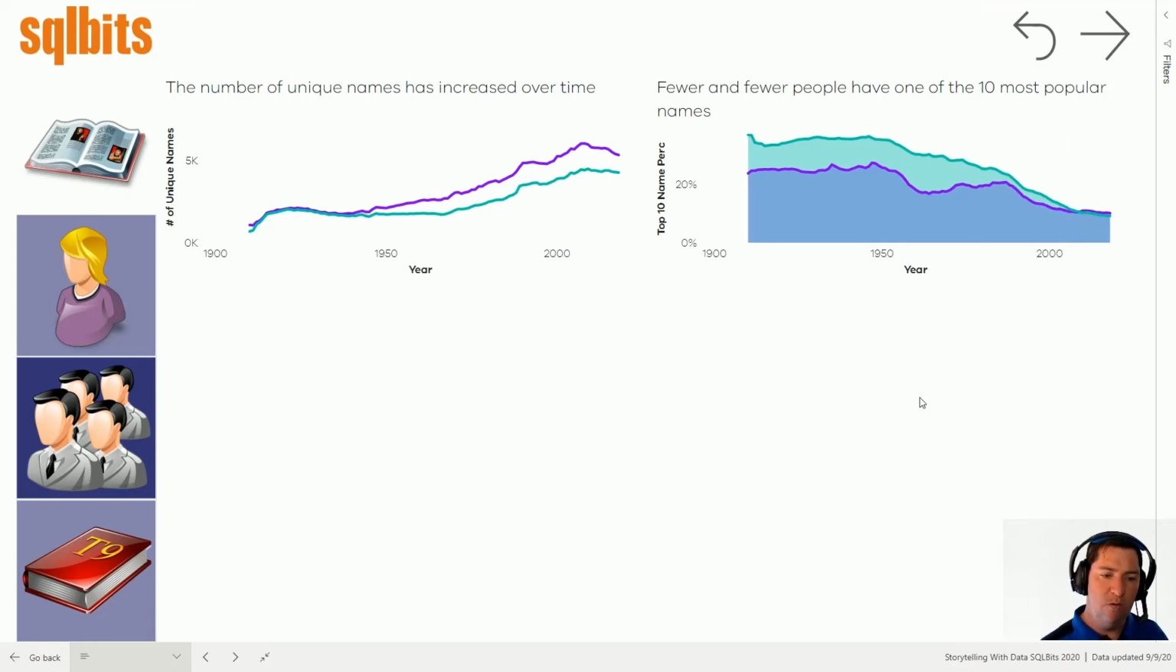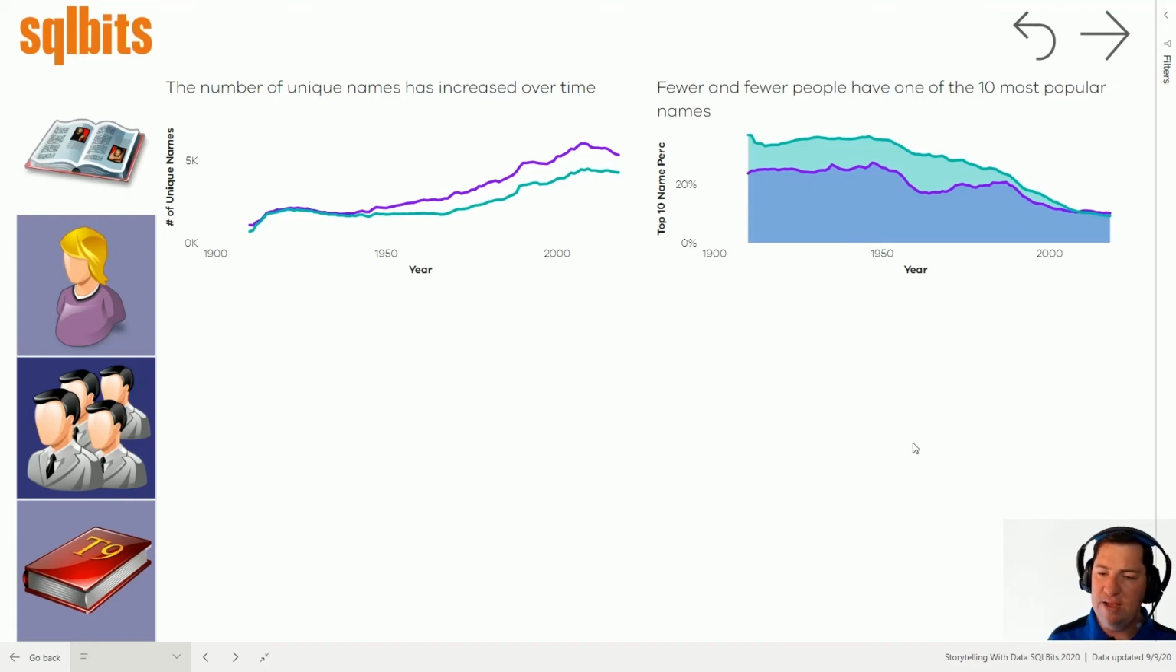So this is again what I was talking about with that visual header tooltip. Basically, I've said what percentage of all males born in a year have one of the 10 most popular male names, and what percentage of all females born in a year have one of the 10 most popular female names. That's this measure here, and then I'm comparing them over time.